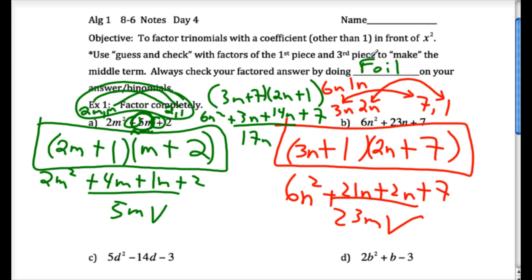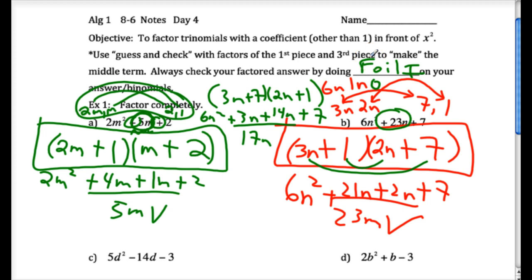How do you know which one to put it in? Look at the arrows. The arrows are actually your O and your I of FOIL. So I'm going to do 3n and 7, and I'm going to do 1 and 2n, because that makes 23n. The other way doesn't.